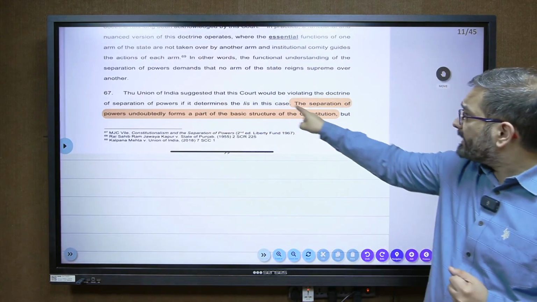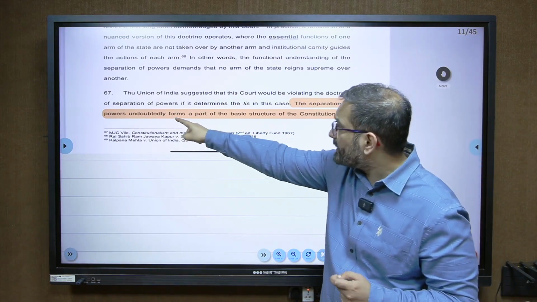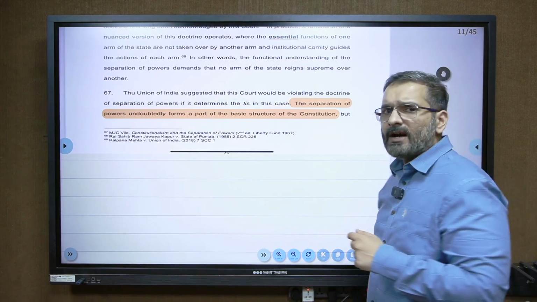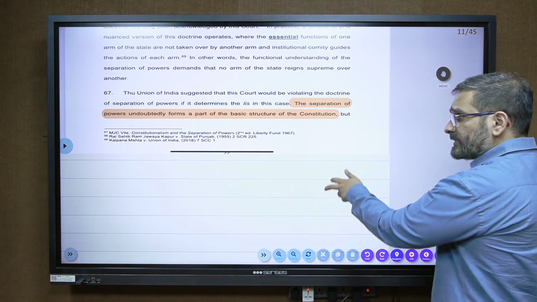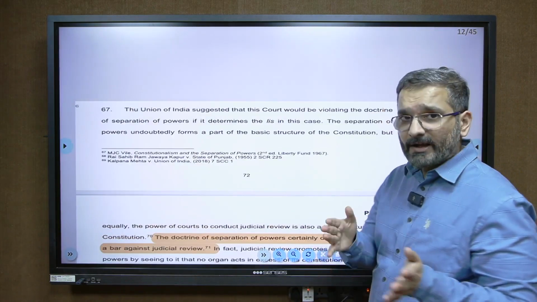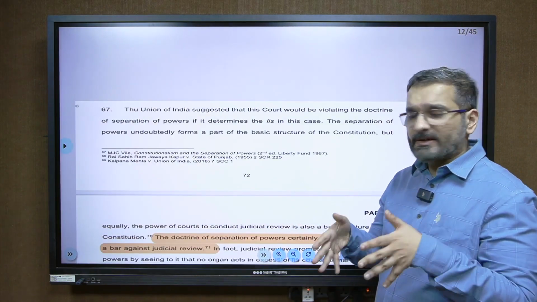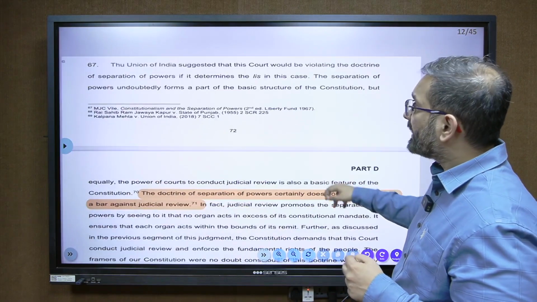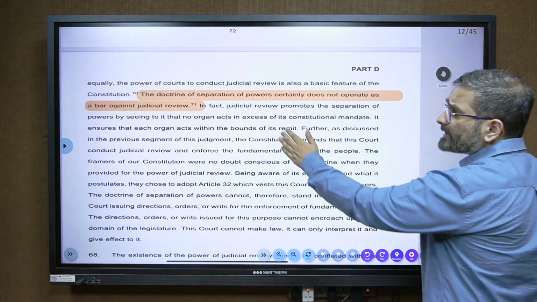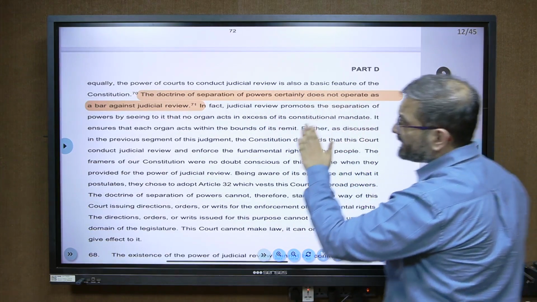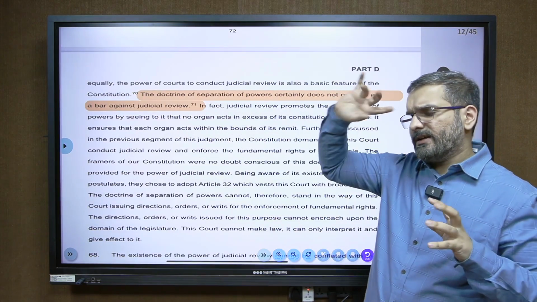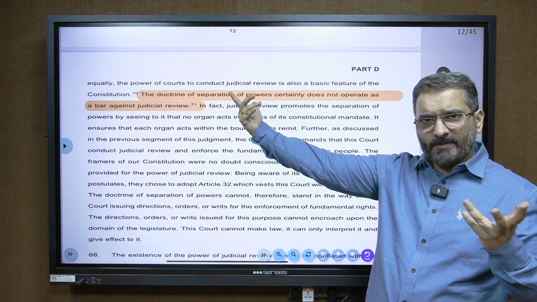तो यहाँ पे इन्होंने कह दिया, the separation of powers undoubtedly forms a part of the basic structure of the constitution. Write this down in your notes, because this is important. They have again mentioned that the doctrine of separation of powers is a part of the basic structure. That is, it cannot be taken away by an amendment. The doctrine of separation of powers certainly does not operate as a bar against judicial review as well.